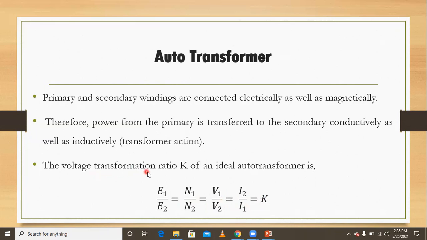The voltage transformation ratio K of our ideal transformer is E1 by E2 equals N1 by N2 equals V1 by V2 equals I2 by I1 equals K. Otherwise, take the transformation ratio as K instead. So K is taken from the notation N2 by N1, E2 by E1, V2 by V1, and I1 by I2, equal to K.